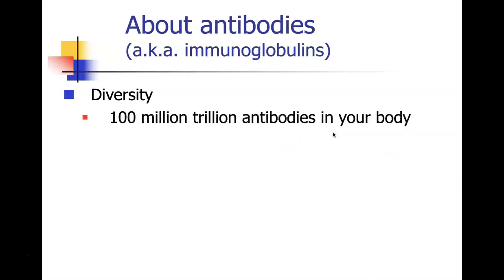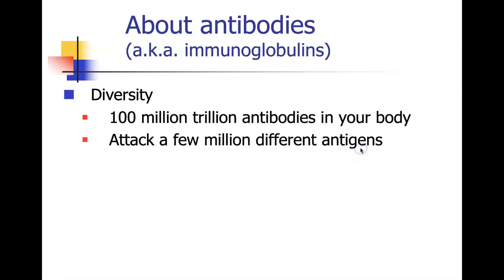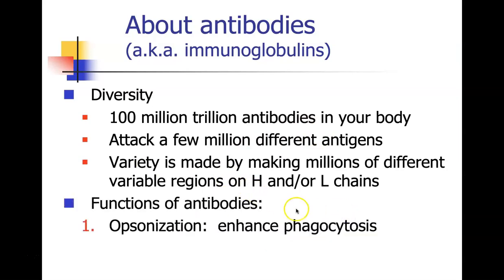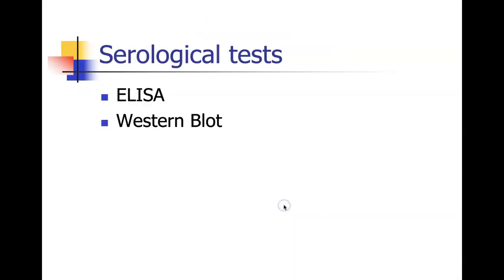You've got about 100 million trillion antibodies in your body. They attack a few million different antigens. But occasionally something new like COVID-19 comes up and we don't have the ability to recognize that yet. Okay? So variety is made by making millions of different variable regions on those H and or L chains. Antibodies are important. They cause opsonization, which enhances phagocytosis. They cause agglutination, clumping, and they activate the complement system.